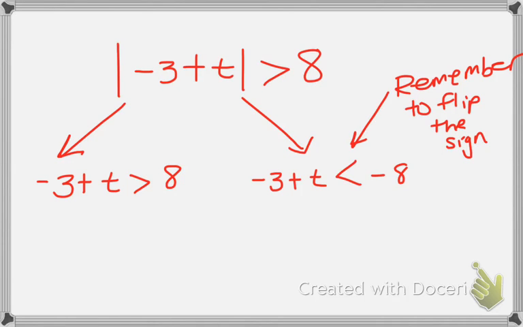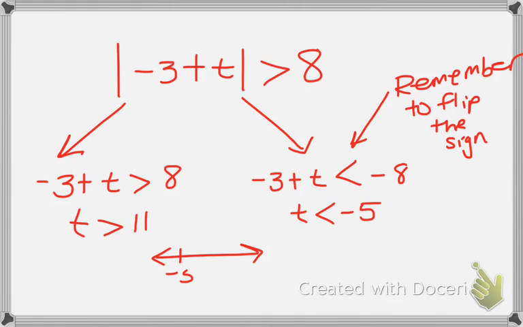Okay, so on the left side, adding 3 gets us t is greater than 8, 9, 10, and 11. Adding 3 on the right side, -8 plus 3 is -5. Now, if you thought about this in a graph form, sometimes it's easier to see if it's an intersection or a union if we did the graph. It's going to be a union. My arrow's going to the left at -5. And my arrow's going to the right at 11.